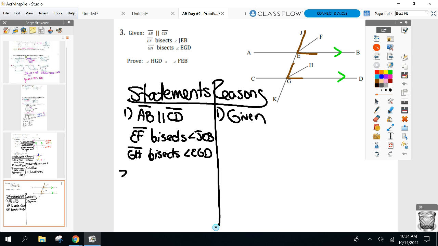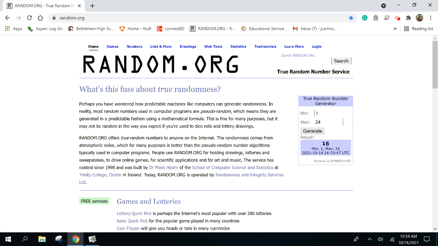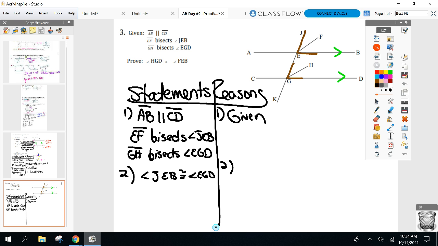So there you go. That's the first thing you got to tell me. JEB is congruent to EGD. The angles you're going to cut in half better be equal first. Reason. What did we write down yesterday? 2-4. Romeo, reason? Good work.